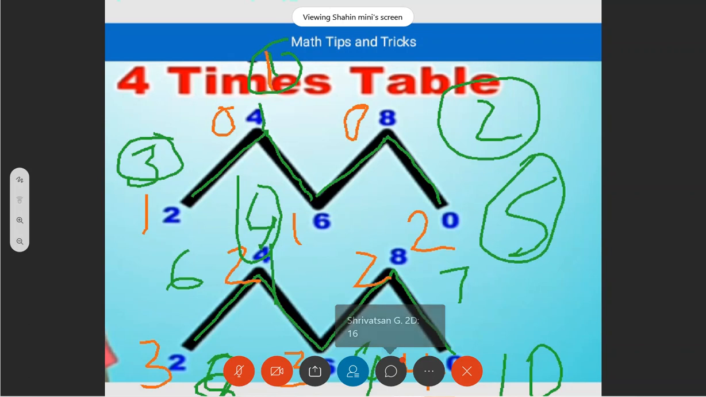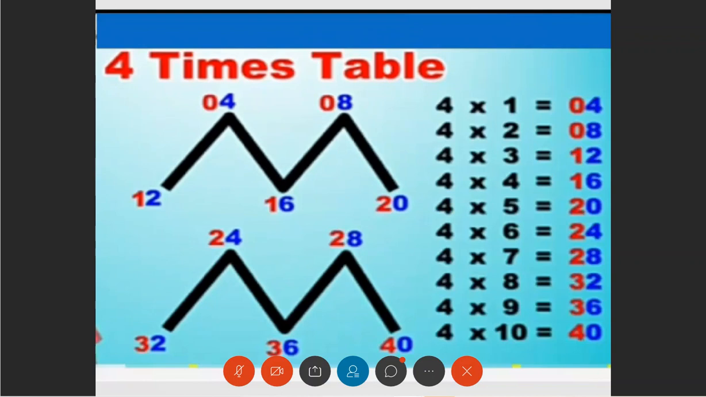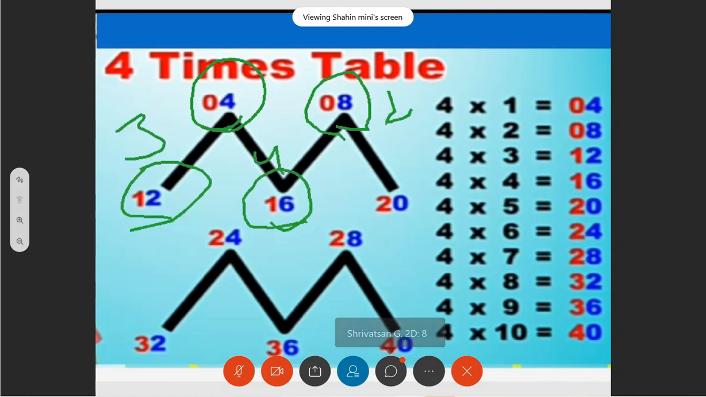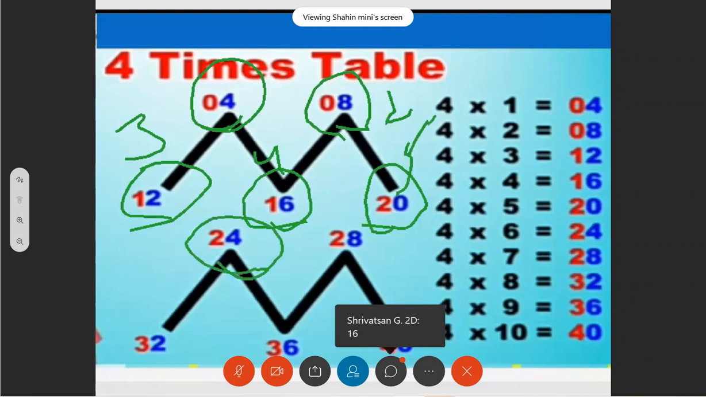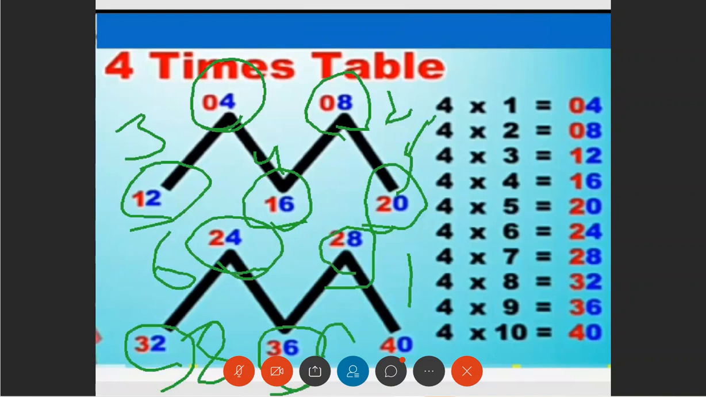I will show you one more clip. You have to repeat with me. So the 4 table. 4 ones are 4. 4 twos are 8. 4 threes are 12. 4 fours are 16. 4 fives are 20. 4 sixes are 24. 4 sevens are 28. 4 eights are 32. 4 nines are 36. 4 tens are 40.